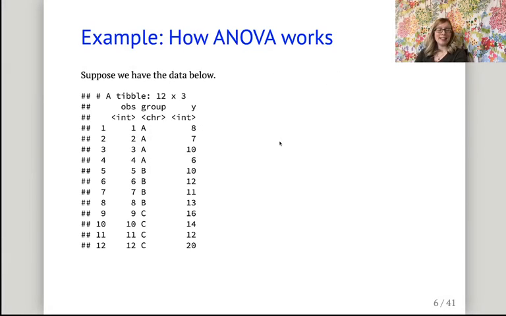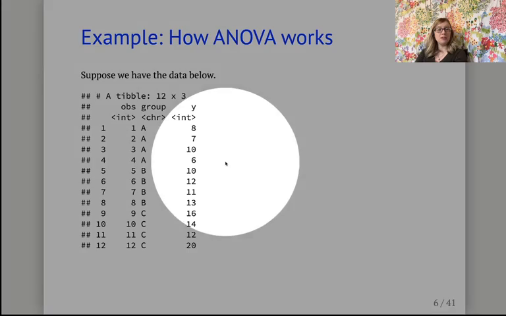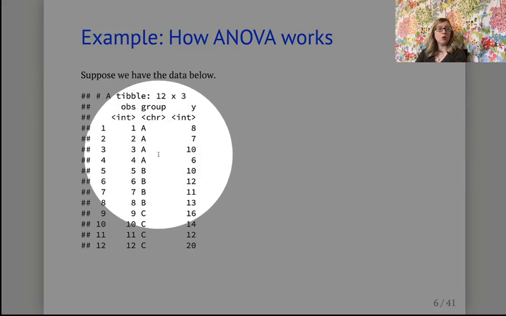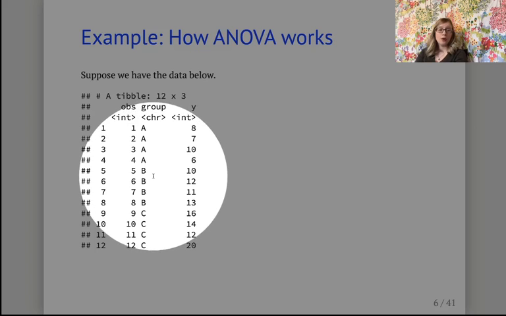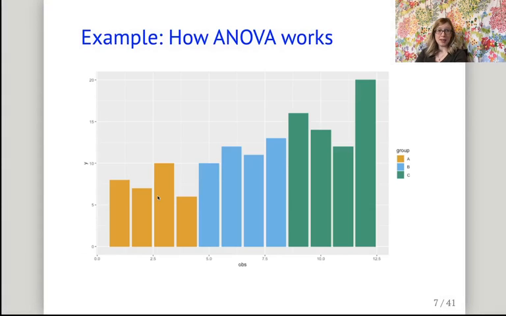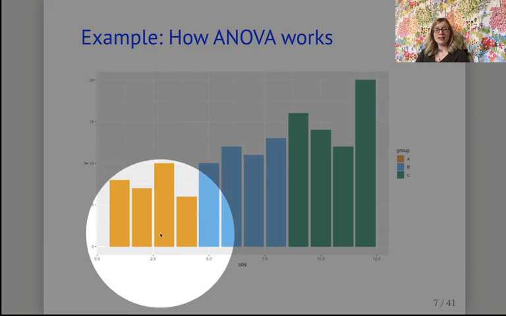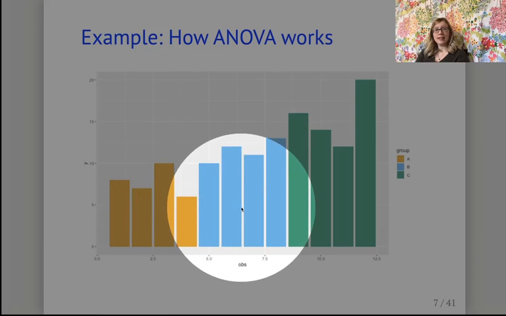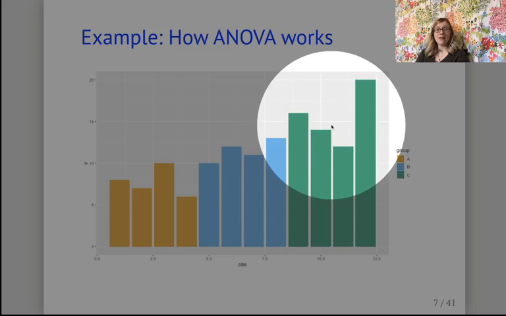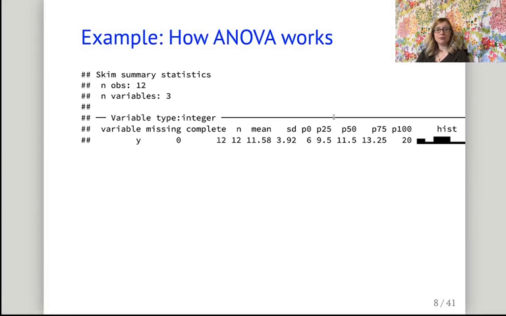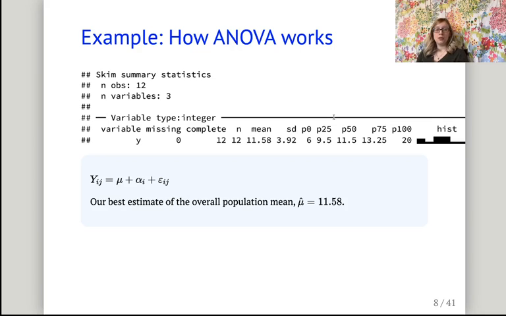So let's look at a data set to see how this all plays together. We've got a data set here with 12 observations split into three groups. So 4 observations in group A, 4 in group B, and 4 in group C. Here I've plotted bars for each of these individual observations, just so we can see how they compare. Group A tends to be smaller, group B is kind of in the middle, group C tends to have higher observations.